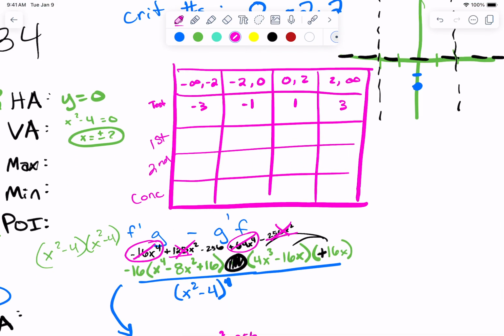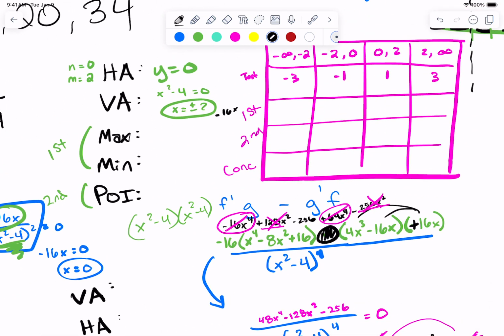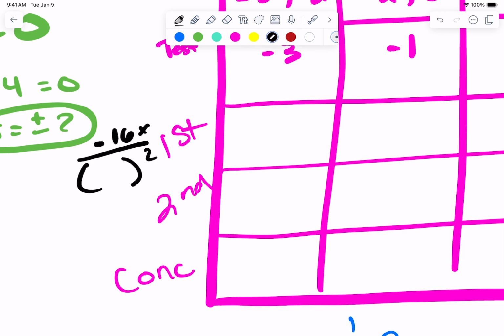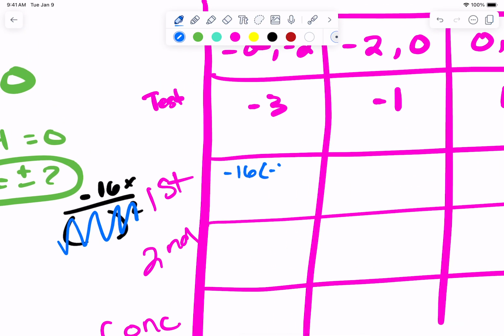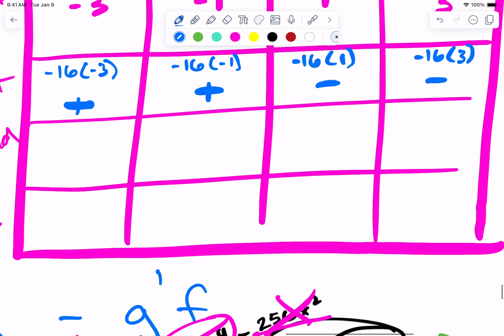Okay, first derivative. First derivative is negative 16x over a whole big junk squared. But it's going to be positive because when we have that whole big junk squared, that's just going to be a positive number. So really all we have to do is look at negative 16 times negative 3, negative 16 times negative 1, negative 16 times positive 1, negative 16 times positive 3. It is positive, positive, negative, negative. So it is increasing, increasing, decreasing, decreasing.